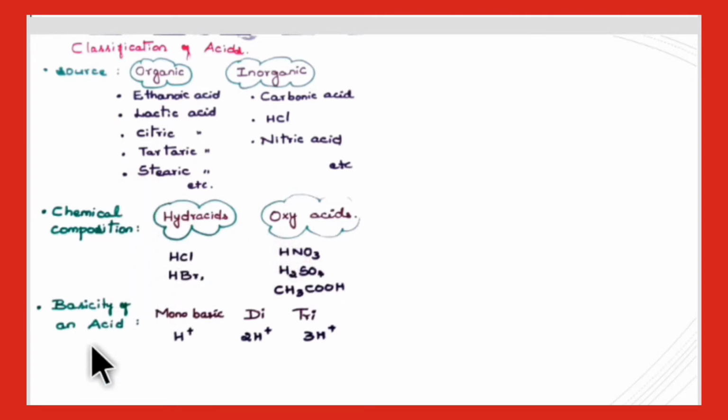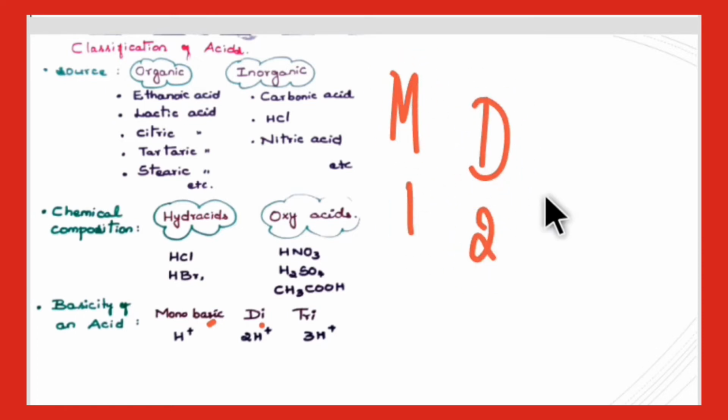Next, moving to basicity of an acid. Based on the basicity, acids are classified into three types, that is monobasic acids, dibasic acids and tribasic acids. We know mono means single, di means two, and tri means three, right? What are monobasic acids? These are the acids which on complete dissociation produce one hydrogen ion per molecule of the acid, and that contains one replaceable hydrogen ion per molecule. That also you can say.